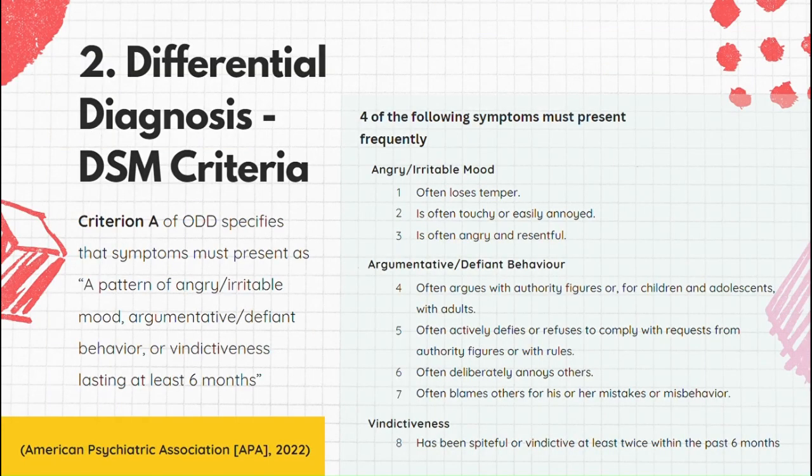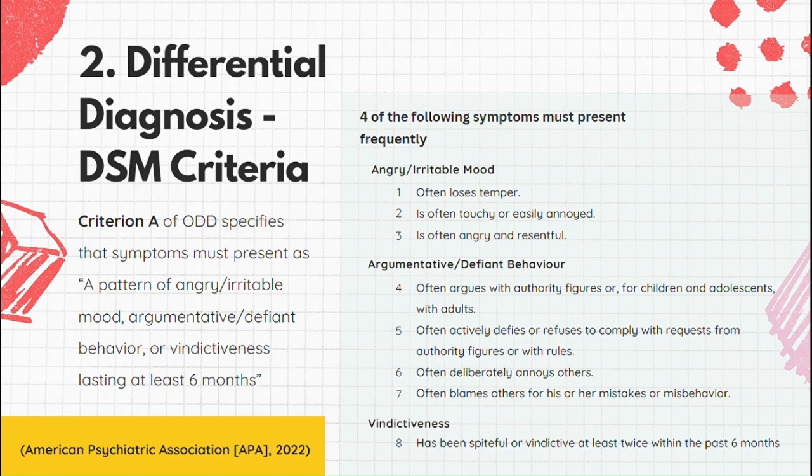So we can diagnose ODD by identifying 4 of the following 8 symptoms or more. However, it doesn't matter which symptoms are present or, beyond 4, how many are present. It's just that they are present, 4 of these 8 symptoms. So these symptoms present across the 3 domains.